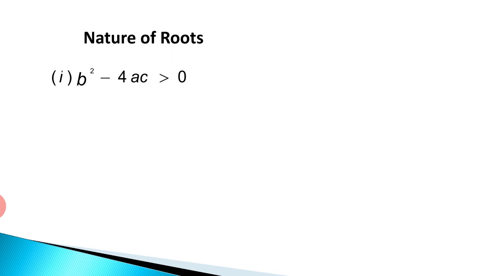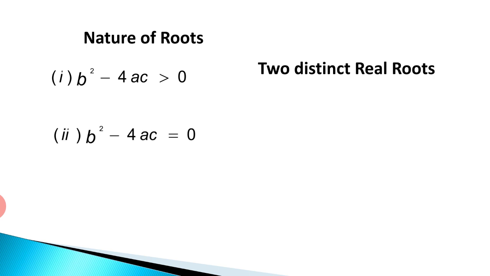Now, which are the three conditions? So, there can be three possible values. B square minus 4ac can be equal to 0, or greater than 0, or less than 0. What happens if b square minus 4ac is greater than 0? That is, b square minus 4ac is positive. Two distinct real roots are there for that particular quadratic equation. Then, if b square minus 4ac is equal to 0, then that particular quadratic equation has two equal real roots.